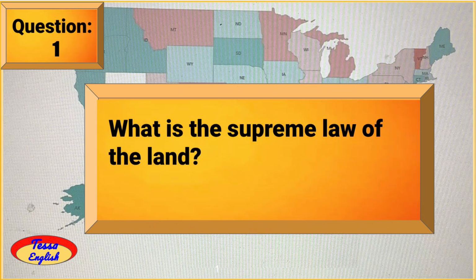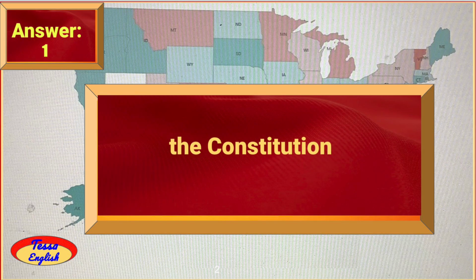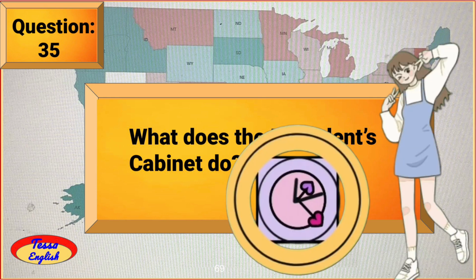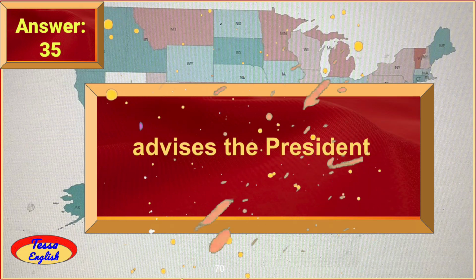What is the supreme law of the land? The Constitution. What does the President's Cabinet do? Advises the President.